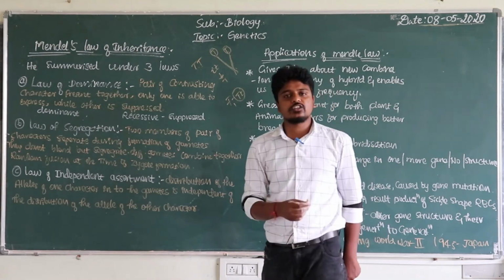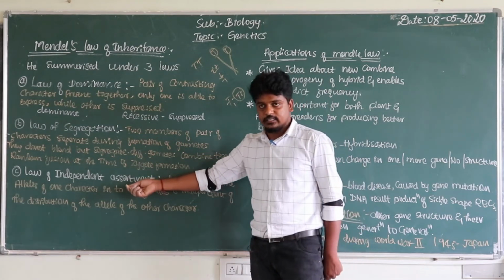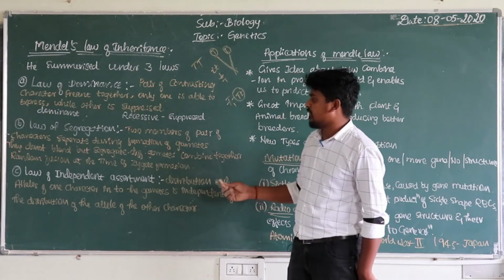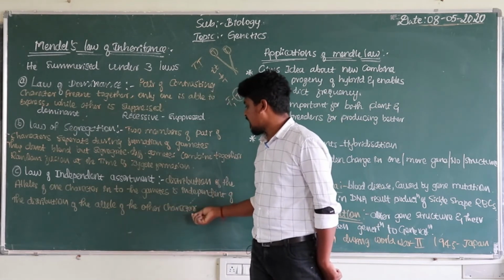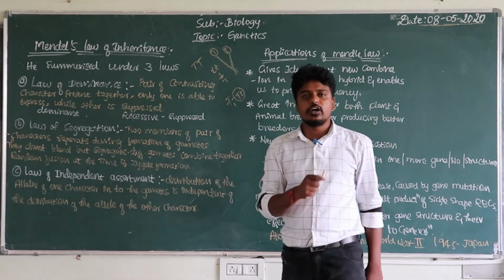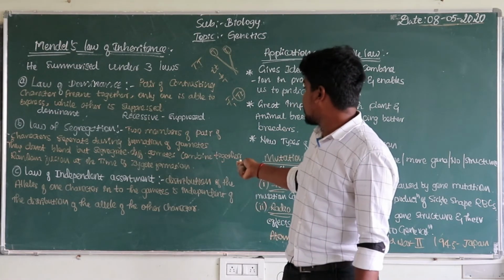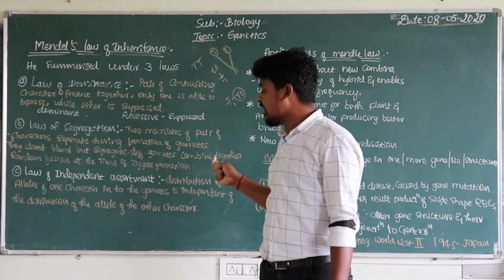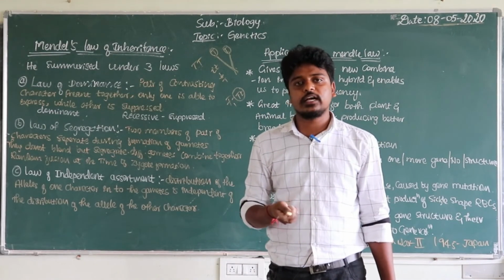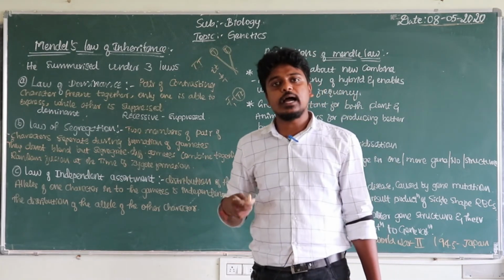The law of independent assortment says that the distribution of the alleles of one character into the gametes is independent of the distribution of the alleles of the other character. You understood that? In the dihybrid cross, the alleles are distributed independently into the gametes. When you self cross the F1 generation, you will get the second generation, yes or no? So that is how the law of independent assortment is applicable.